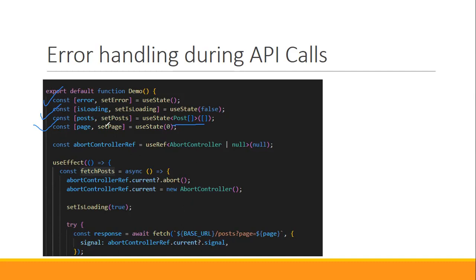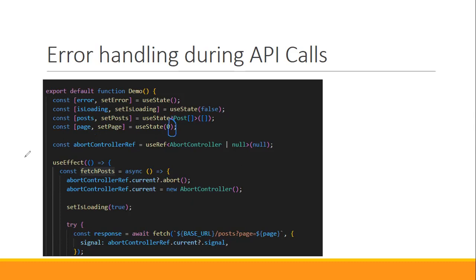Next, the page. The posts are available, but we are performing pagination on them. To store which page number we are on, it's a simple thing, we are just increasing the count. For that, we used one more state variable, which is page and setPage, and the initial value of page is 0.